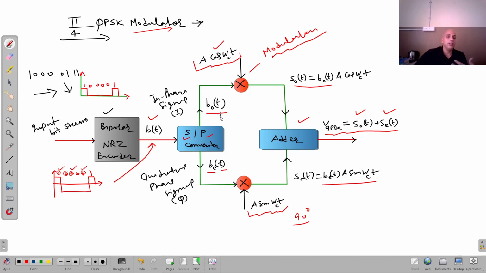Then these two signals are used for modulating these two different carrier waves which are 90 degrees out of phase, and then these are added together resulting in a QPSK modulated wave, that is π/4 QPSK. So this is the way of working of this QPSK modulator, right?